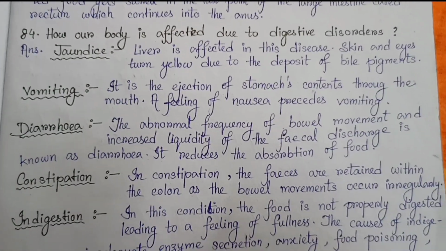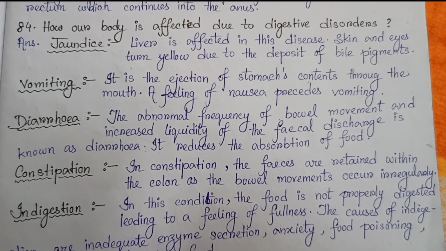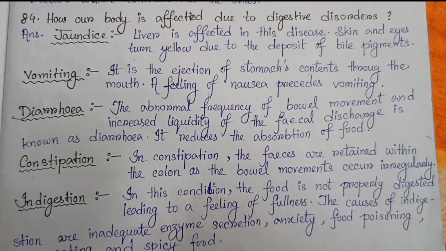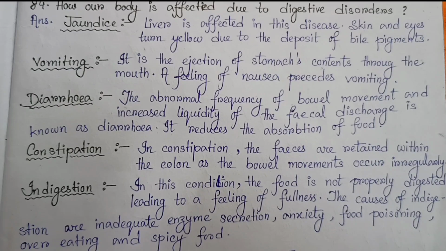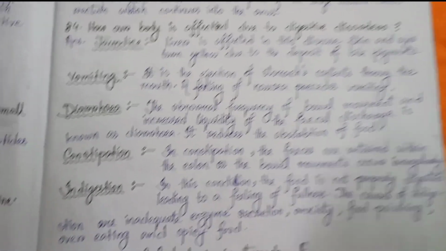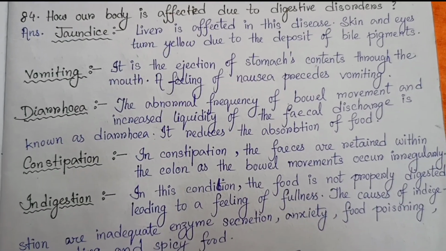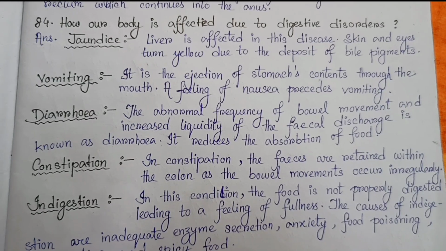84. How is our body affected due to digestive disorders? Jaundice. Liver is affected in this disease. Skin and eyes turn yellow due to the deposit of bile pigments. Vomiting. It is the ejection of stomach contents through the mouth. A feeling of nausea precedes vomiting.